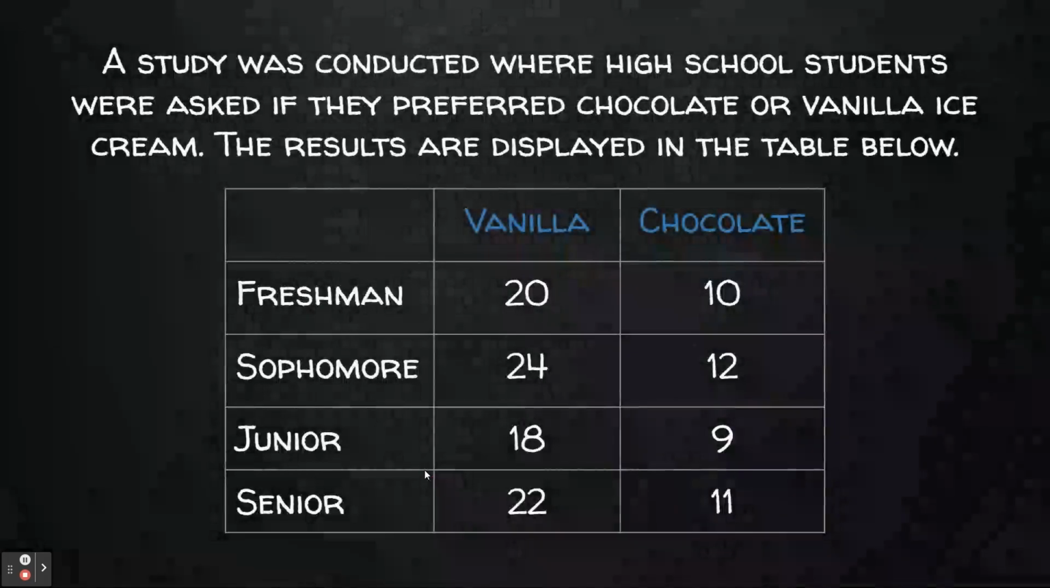Today, we're going to be talking about association. A study was conducted where high school students were asked if they preferred chocolate or vanilla ice cream. The results are displayed in the table below. We want to know if the data provided in this two-way table suggests that there's an association between year in school and preferred ice cream flavor or not.